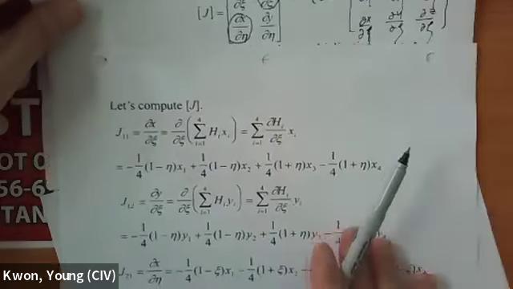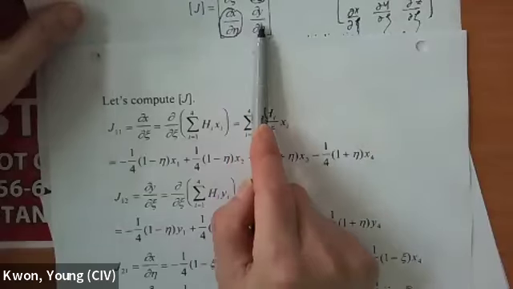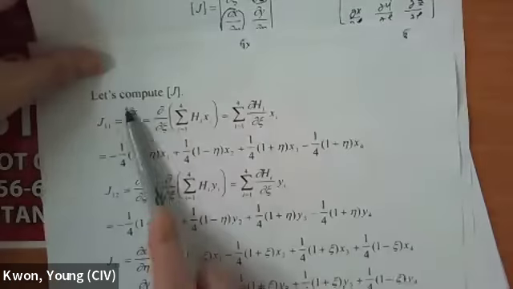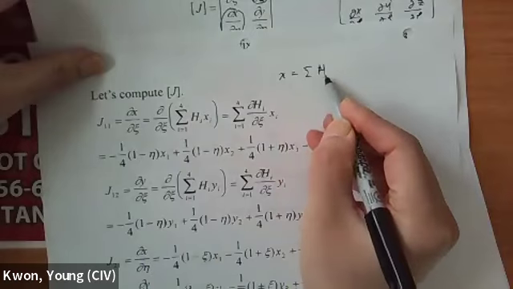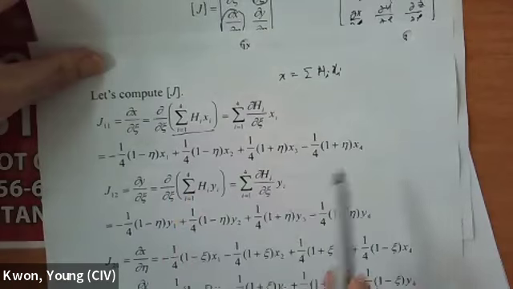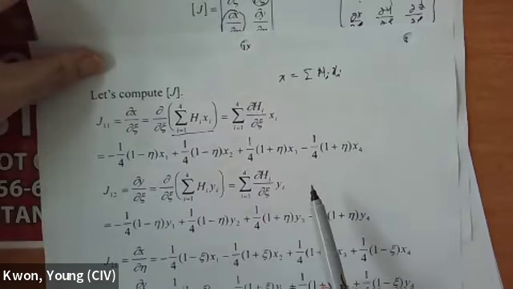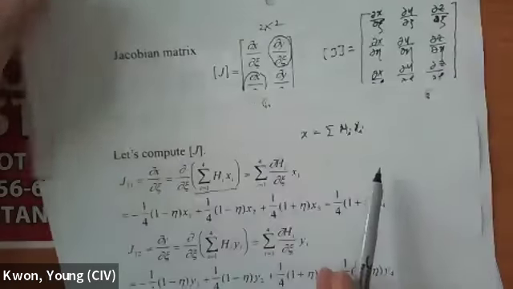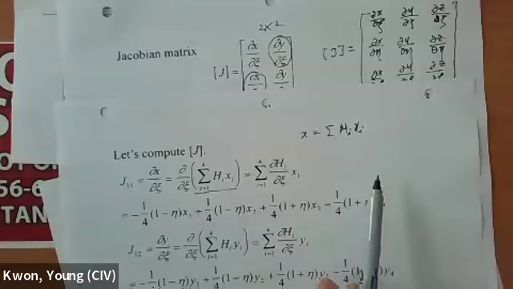So anyhow, if you want to calculate this J11, J12, J21, J22, look at this one. X is going to be the summation of Hi and Xi. So if you plug into here, then you have to carry out the derivative of the shape function with respect to c. In our case, we have the expression for Hi, which was shown in here.